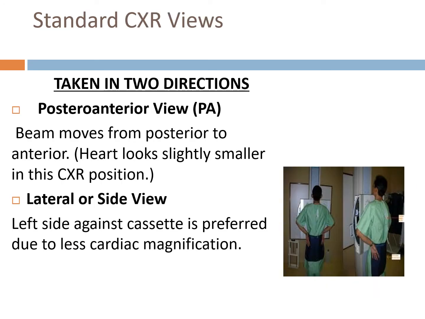So again, your PA film is where the beam moves from the posterior to the anterior part. Your heart's going to look slightly smaller on this view. And then a lateral view would be a side X-ray, where your left side is preferred against the cassette, the cassette being the film. So you would turn with your left side facing the film and your right side facing the machine. Left side is preferred due to less cardiac magnification.